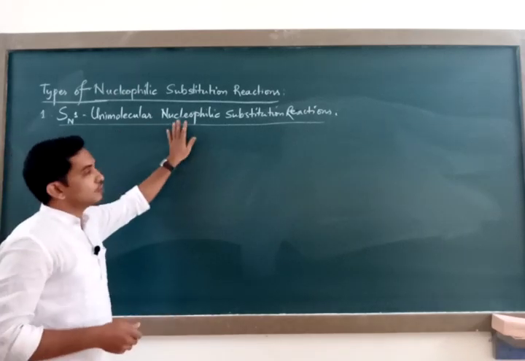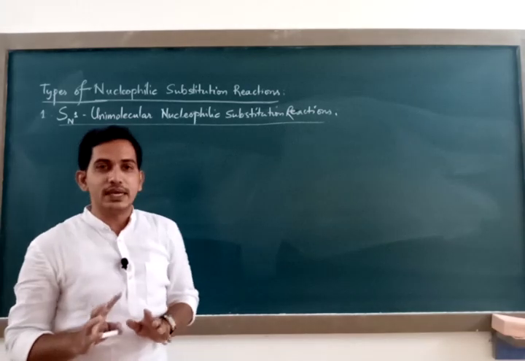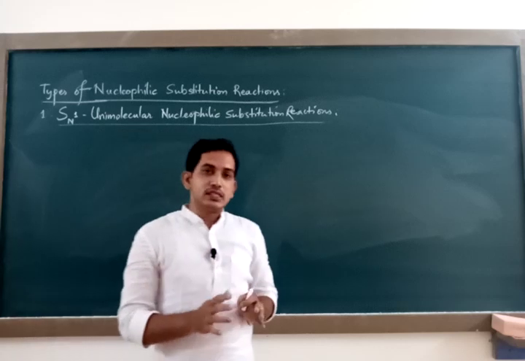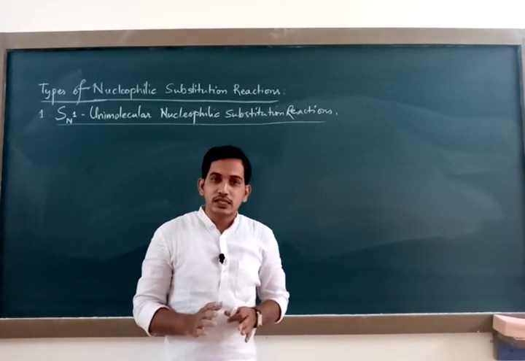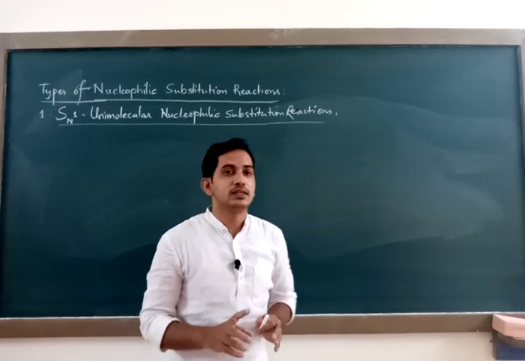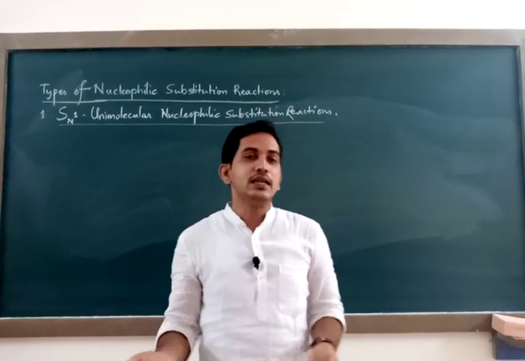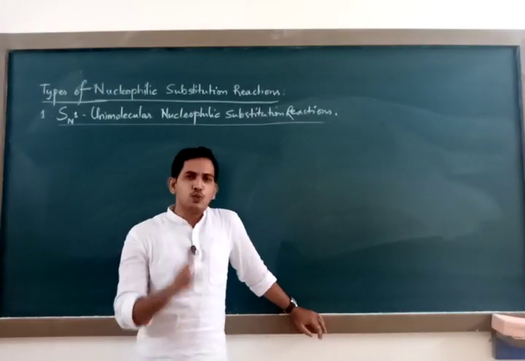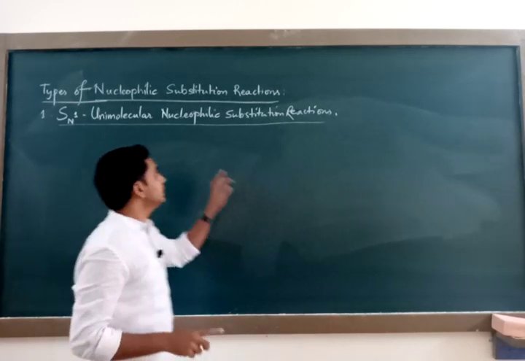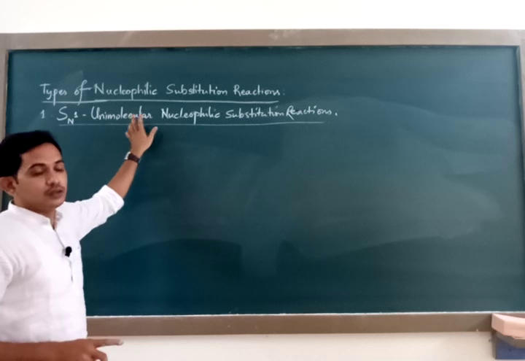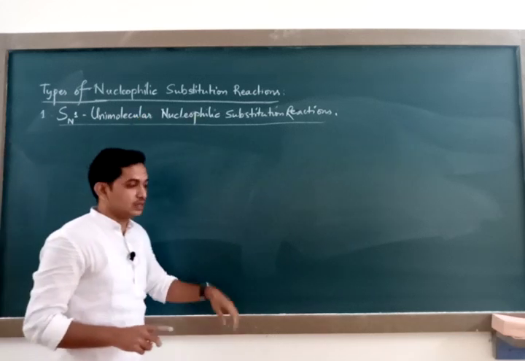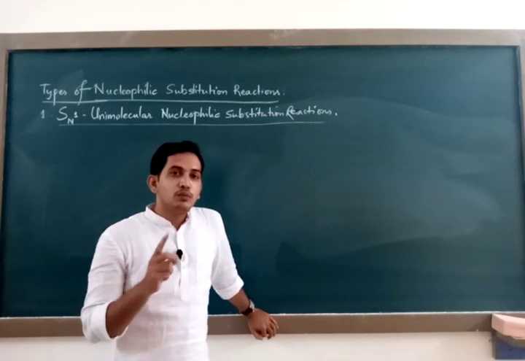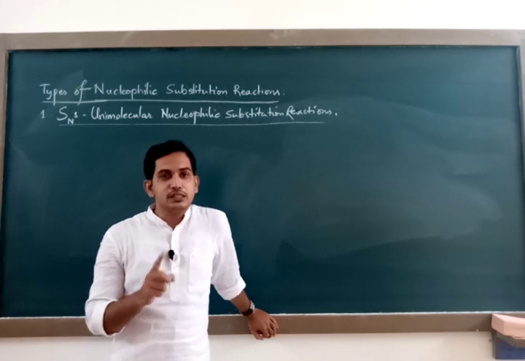A unimolecular nucleophilic substitution reaction is the one which obeys first order kinetics. When I say first order kinetics, this means the rate of such a reaction will depend on the molar concentration of only one reactant. In a chemical reaction, if there are many reactants, and out of all of those the rate depends only on one reactant species, then we say it is a unimolecular nucleophilic substitution reaction. It is the reaction wherein the rate depends on the molar concentration of only one reactant species.